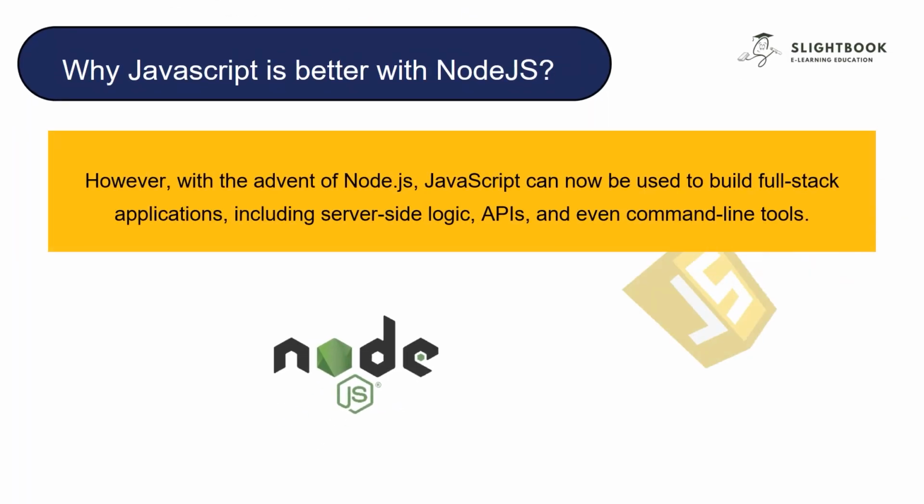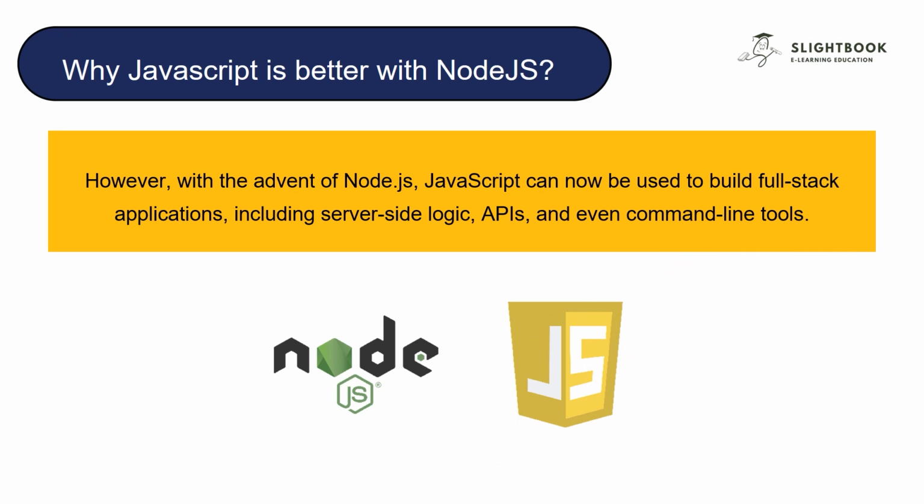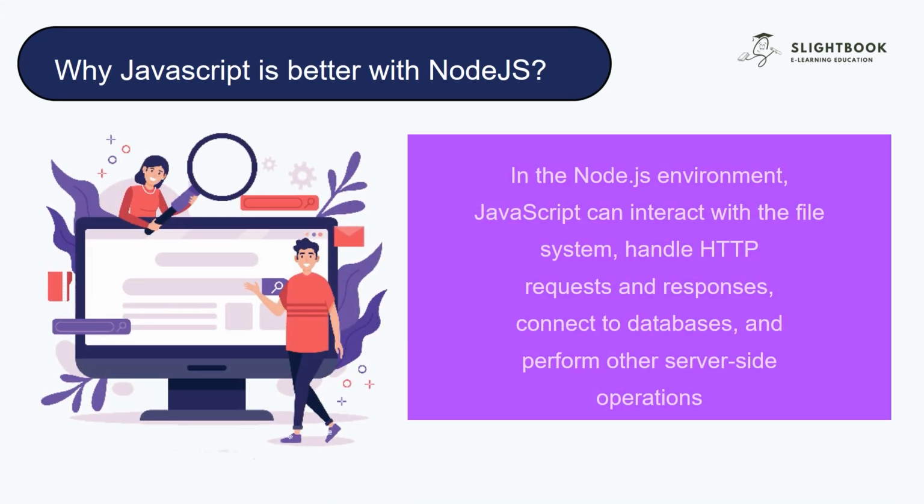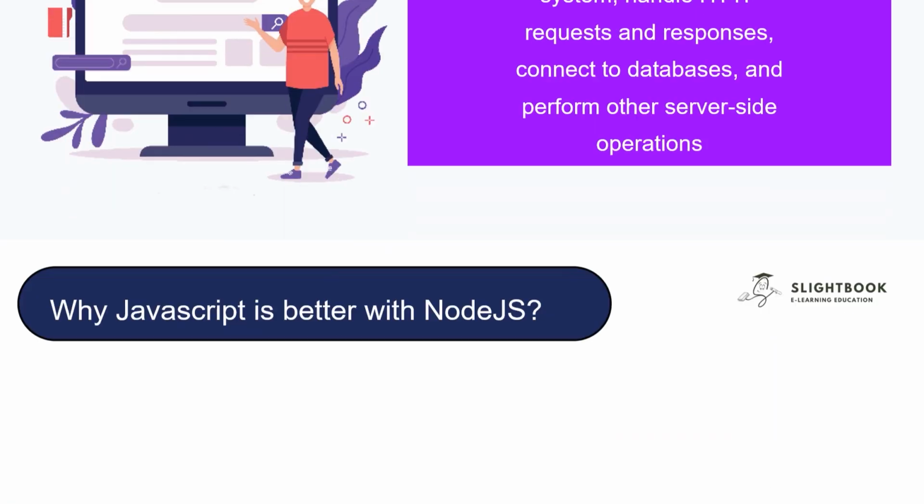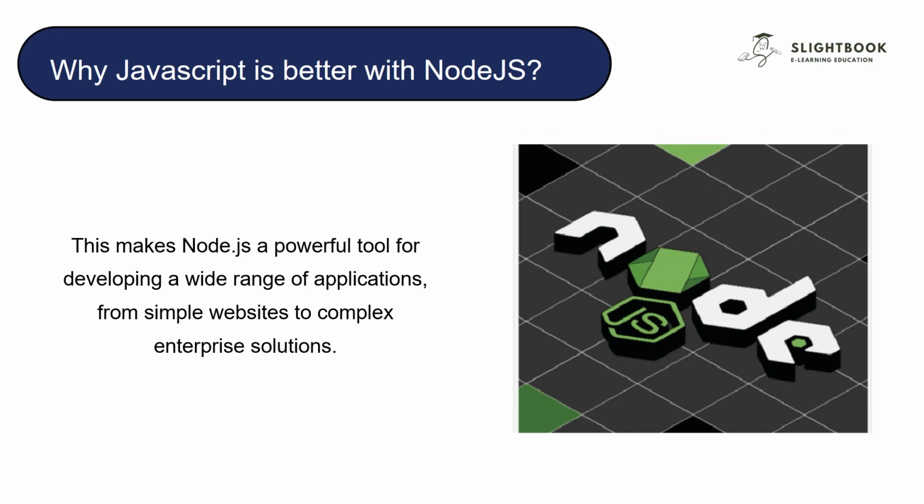However, with the advent of Node.js, JavaScript can now be used to build full-stack applications, including server-side logic, APIs, and even command-line tools. In the Node.js environment, JavaScript can interact with the file system, handle HTTP requests and responses, connect to databases, and perform other server-side operations. This makes Node.js a powerful tool for developing a wide range of applications, from simple websites to complex enterprise solutions.